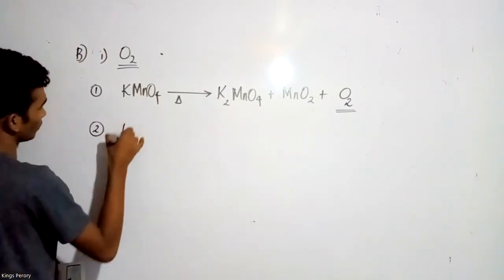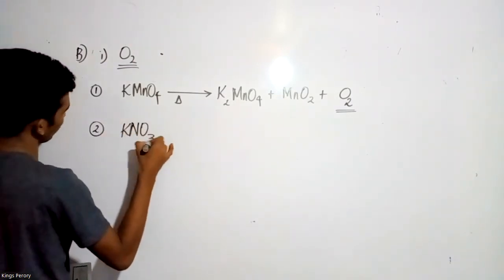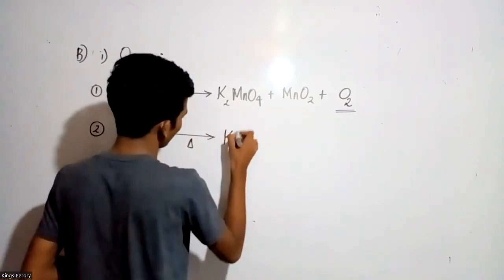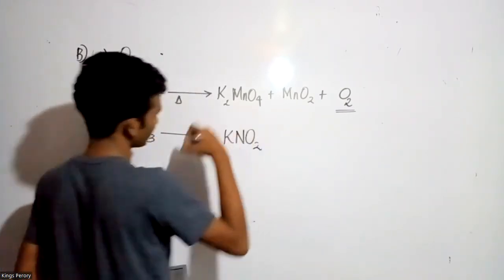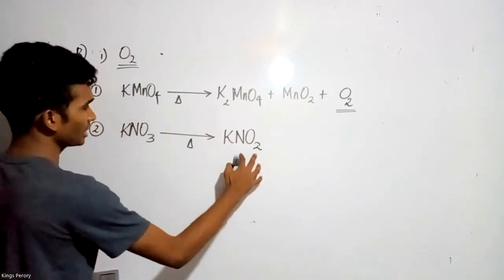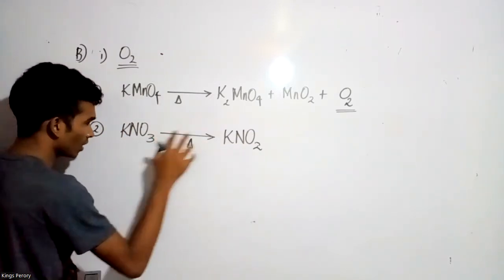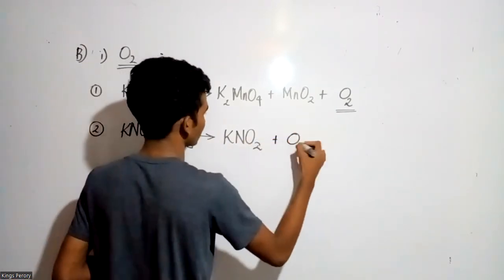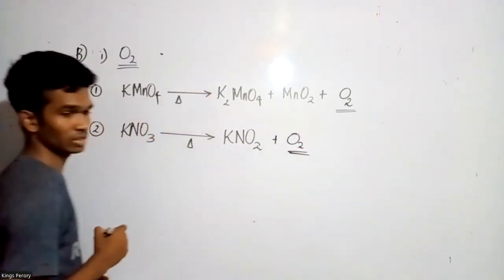Second method, decomposition of potassium nitrate. When potassium nitrate decomposes, potassium nitrite is produced. You can see 3 oxygens going to 2 oxygens. Then the remaining oxygen will be released. There you go, you can produce oxygen.